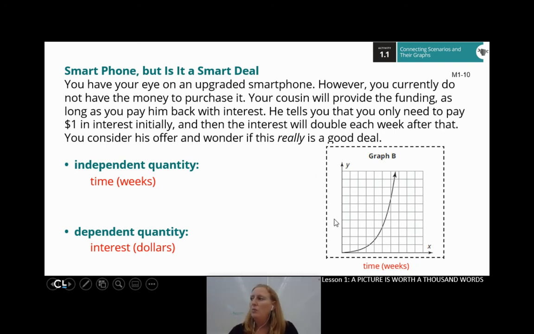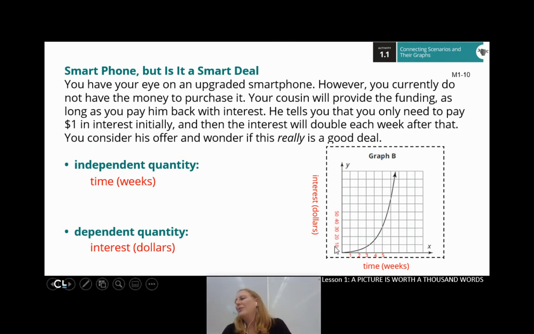X-axis then is our time in weeks. Our y-axis is our interest in dollars. Don't forget to number your axes. So 1 week, 2 weeks, 3 weeks, 4 weeks. Look at this. After 5 weeks, how much money are you already paying your cousin in interest? And that's on top of the money you have to pay him back for. This cousin is sketchy, man.